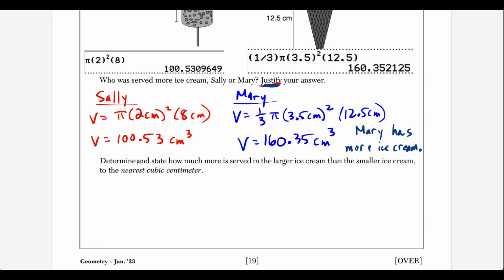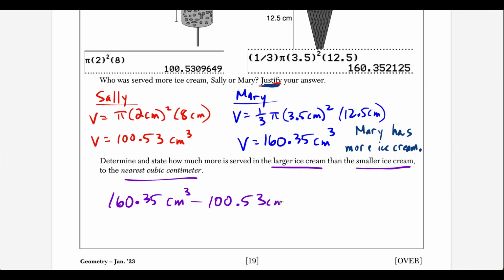Now for the last part here, we just have to determine and state how much more is served in the larger ice cream than the smaller ice cream, and we're going to round to the nearest cubic centimeter. So all we're doing here is we're going to see how much more ice cream does Mary have than Sally, and to determine that, we're just going to take 160.35 cubic centimeters, and we're going to subtract 100.53 cubic centimeters. And when we subtract these numbers and round to the nearest whole number, this is just going to work out to 60 cubic centimeters. So here's our solution to the second half of the question.